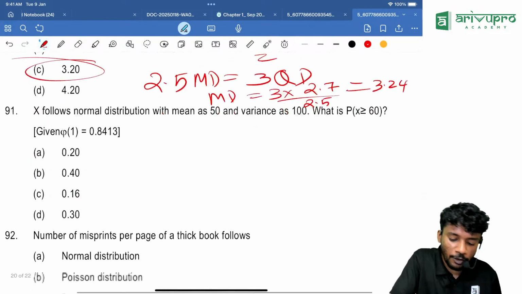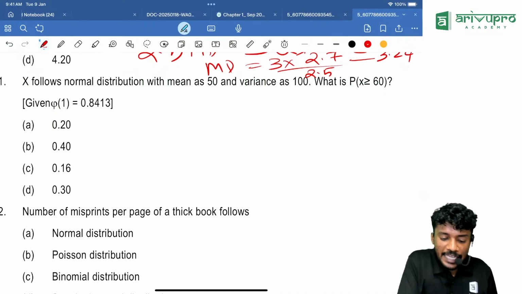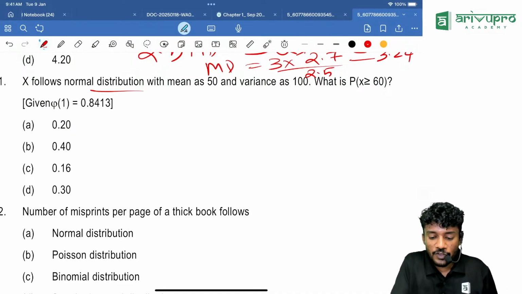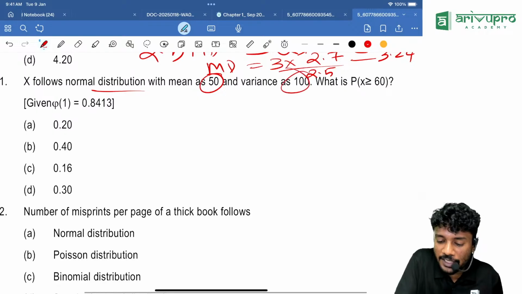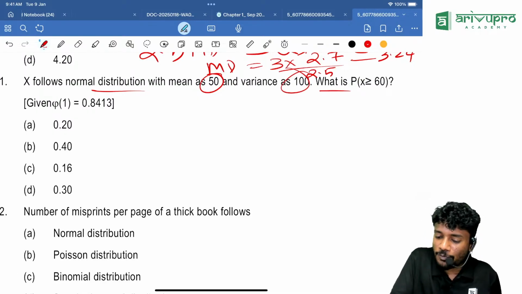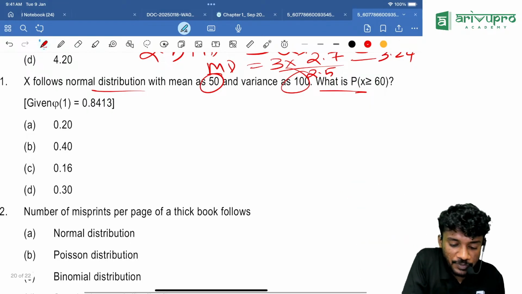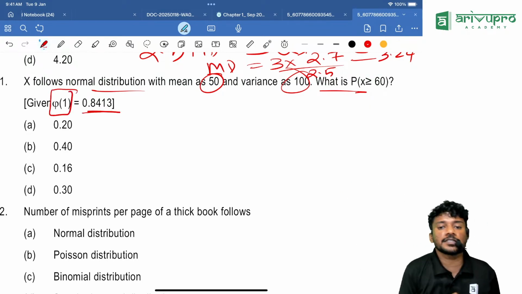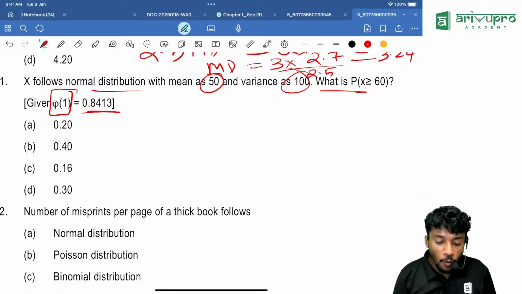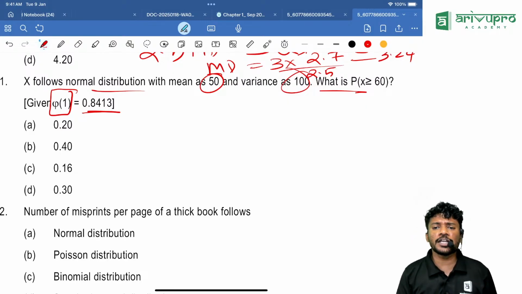3.24 approximately, option C. Now, it follows normal distribution with a mean of 50 and variance of how much? 100. Then what is P of X greater than or equal to 60, given area up to 1 is how much? 0.8416.